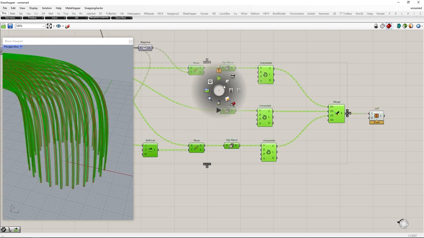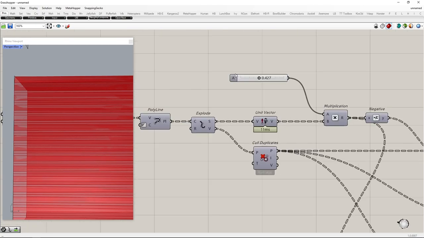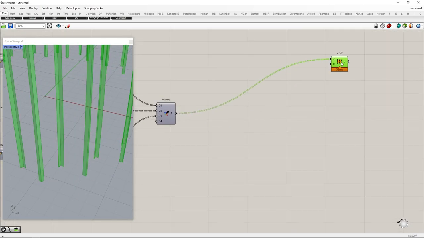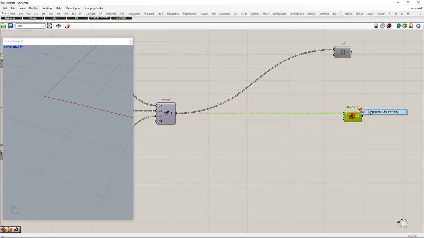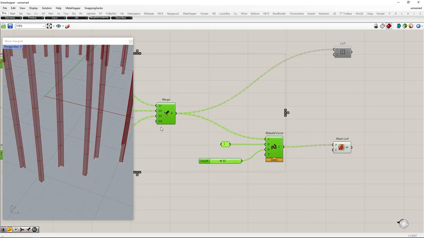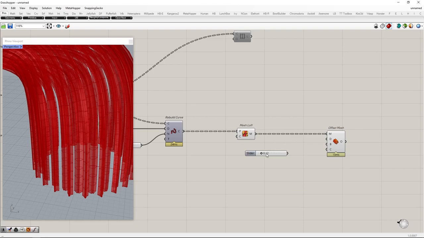Now we have three curves in each branch, so we can create a loft between them. To speed up the computation process, use Mesh Loft from the Chromodoris plugin. We build the curve with a degree of 1 to convert the interpolated curve into a polyline. Give thickness to the mesh by using the offset mesh component from Pufferfish.